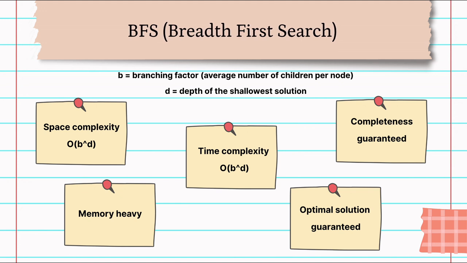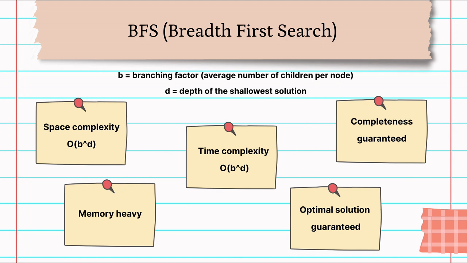Imagine you're solving a puzzle. BFS explores every possible first move, then every possible second move, going level wise. It's like searching breadthwise, expanding every option at one depth before going deeper. This guarantees completeness. If a solution exists, BFS will find it. Also, it's optimal for uniform step cost because it always finds the shortest path.